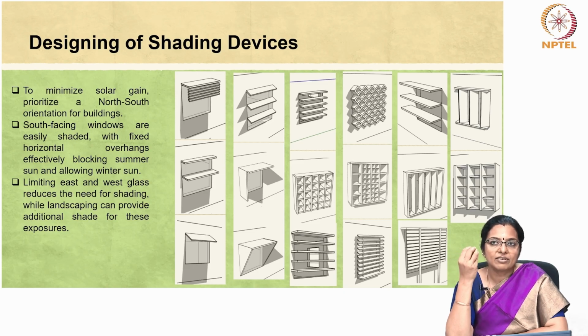Limiting east and west glass reduces the need for shading, which is important because allowing too much of openings on east and west is going to bring in a lot of solar radiation inside the building or the room, and landscaping can provide additional shade for these exposures.